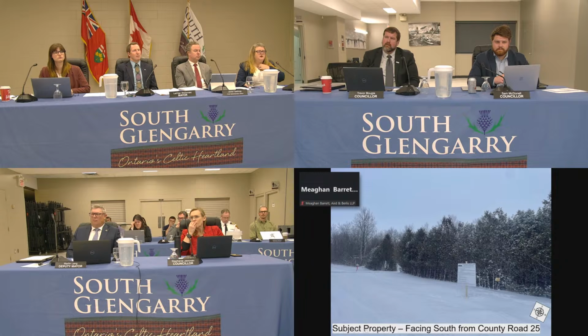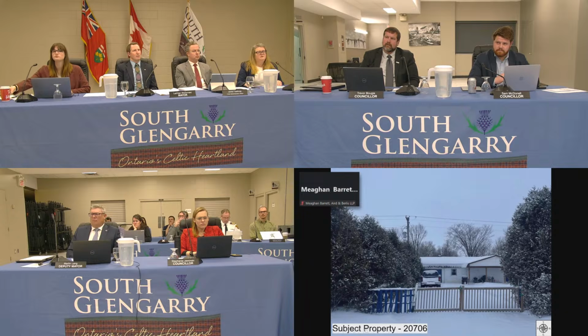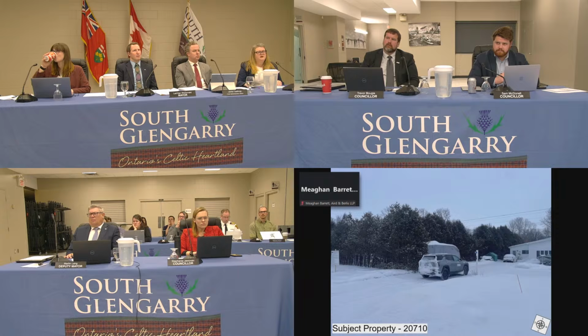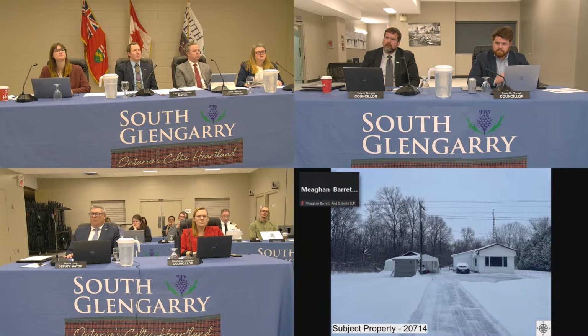When you're traveling on County Road 25, heading east of 34, you might recall three houses that are side by side, and they look like mobile homes that have been modified. And they're fairly close together when you're driving down the road. So these are images of what these existing houses look like.